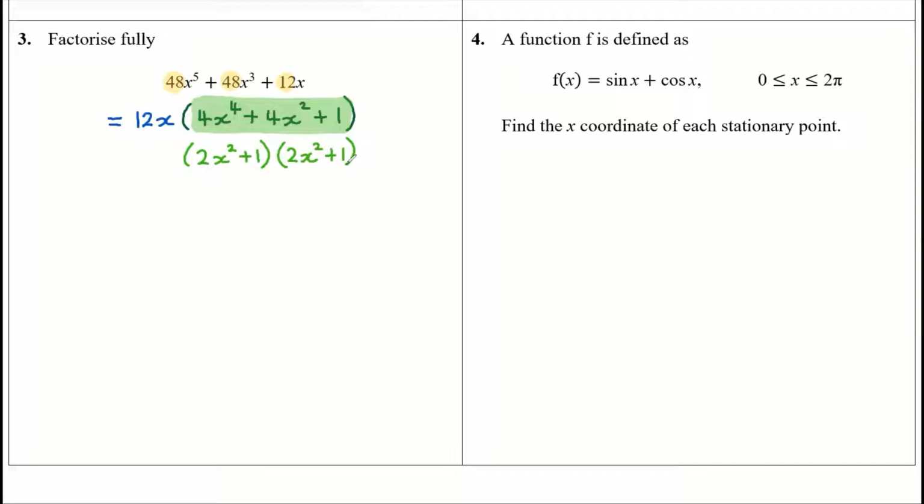And the only difference, of course, is now we've got the 12x at the front multiplying the whole thing. So that's quite interesting. So I could actually write this even better. I could say, all right, this is going to be 12x multiplying 2x squared plus 1, all squared.